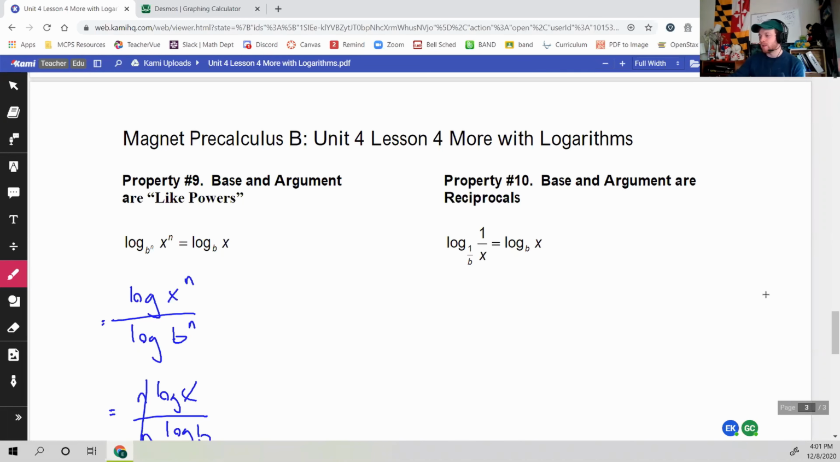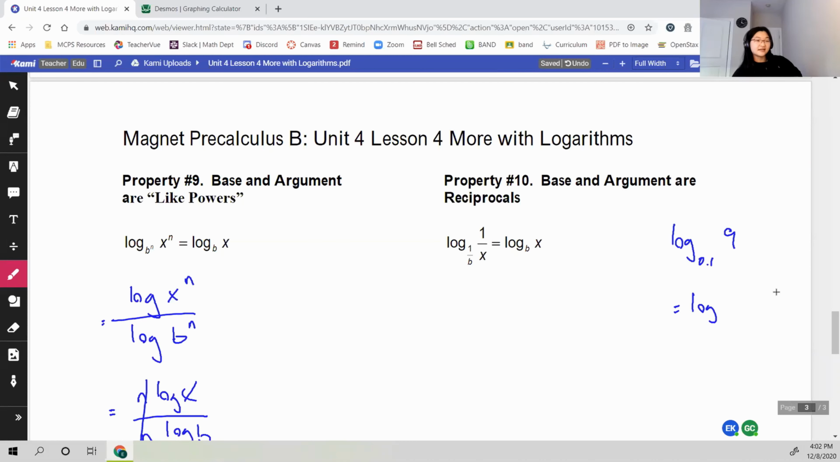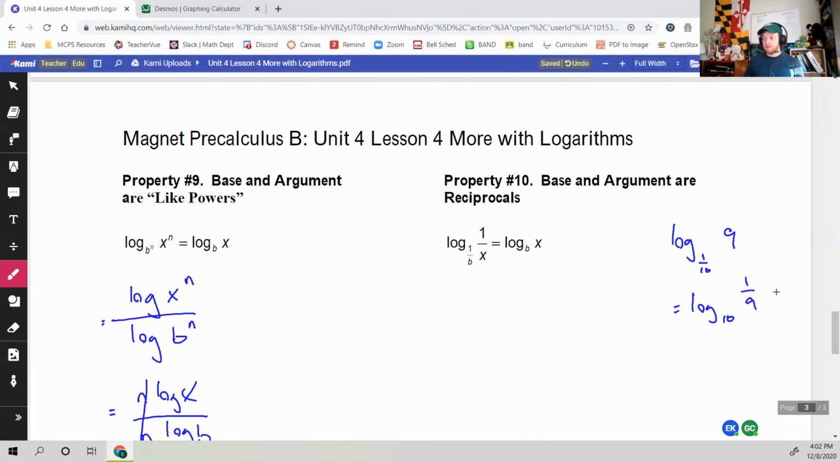All right, we got one last one. Turns out you can reciprocate. So like if I have log base 0.1 of, I don't know, 9, that's the same as the log of, what's the reciprocal of 0.1? 10. And the reciprocal of 9 is 1/9? Yeah. Those two things are equal. Whoa. Let me actually write this as 1/10. But you must reciprocate both.